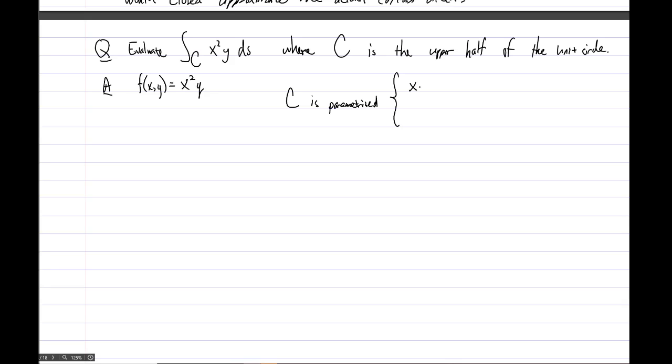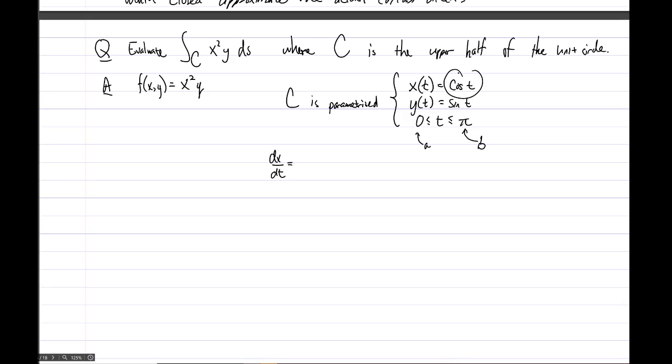Here's the information we need. Let's call it x of t. X of t is equal to cosine of t. You could just call it x, but let's call it x of t equals cosine of t. Y of t is equal to sine of t. And upper half, so t just goes between 0 and pi. Okay, that'd be the upper half. To match up the notation with the generic version that we saw earlier, those will be our a and our b.